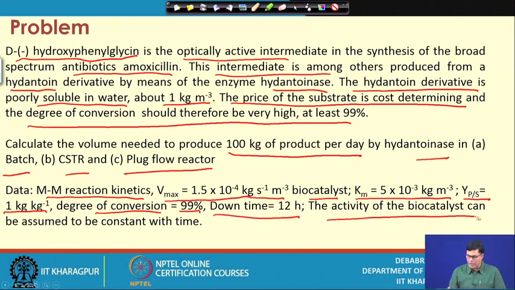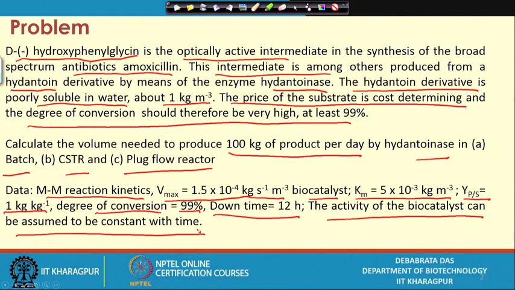The activity of the biocatalyst can be assumed to be constant with time, because if the activity of the biocatalyst differs with respect to time, then it is very difficult. Then we shall have to do the integration of that, and I shall show you in the next problem how you can solve that.